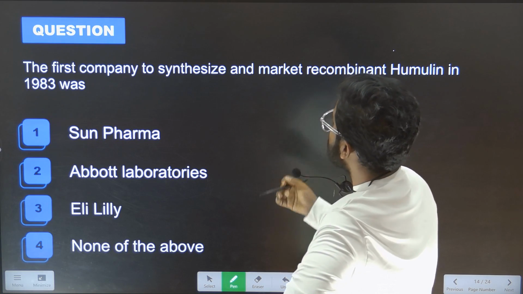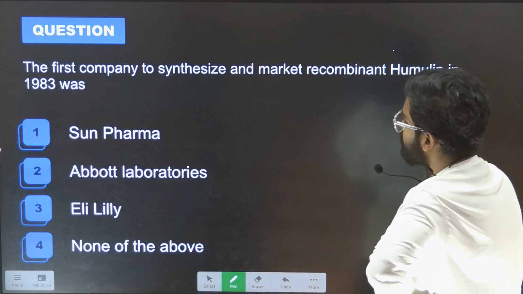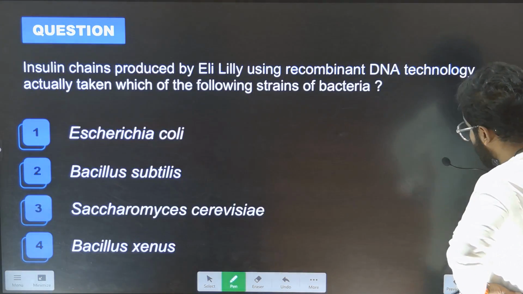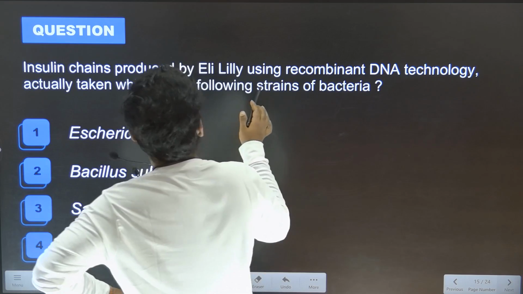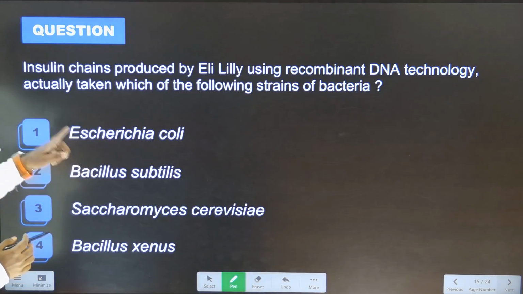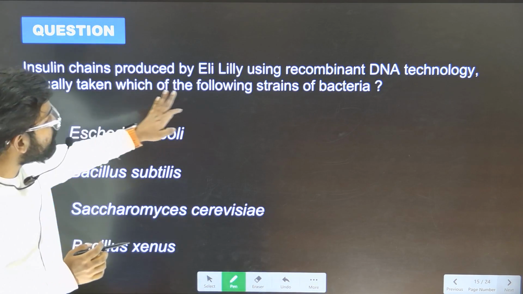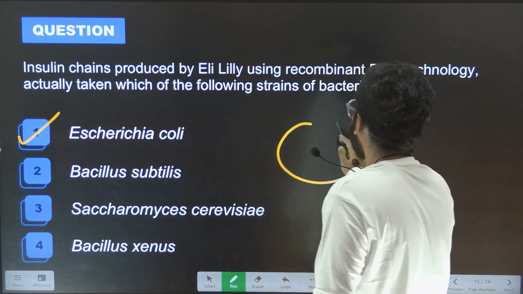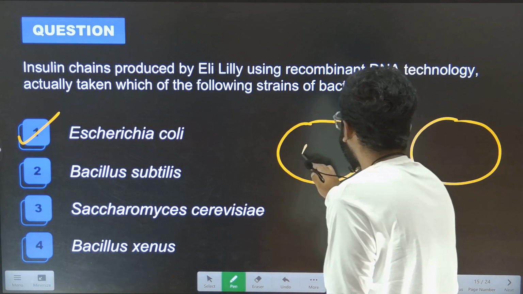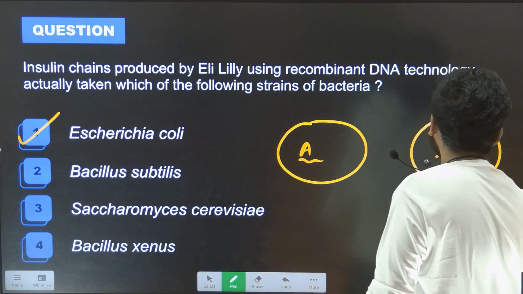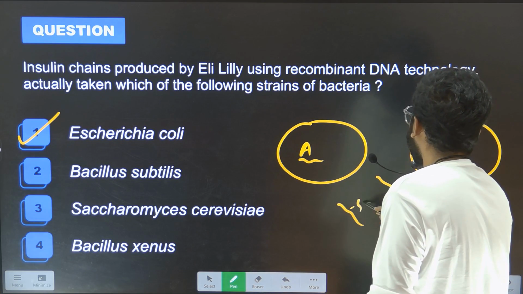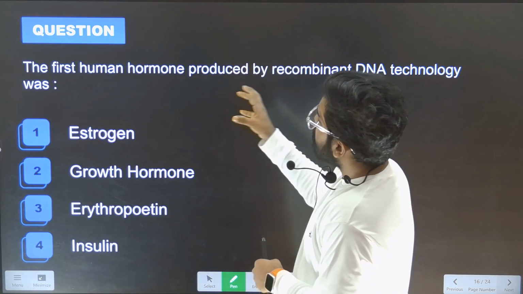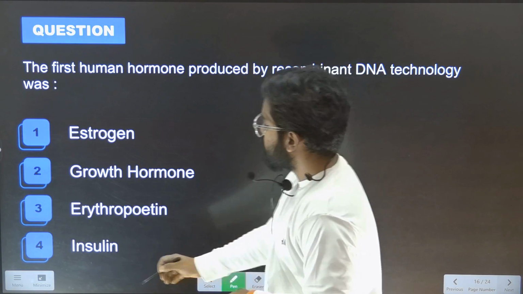The first company to synthesize and market recombinant humulin in 1983 was, we already know, Eli Lilly. Clear? Next, insulin chains produced by Eli Lilly using recombinant DNA technology were actually taken from which of the following strains of bacteria? E. coli. We have already seen that we took two different E. coli, one harboring the A chain and the other harboring the B chain, and then this A and B are joined by disulfide bridge. Next, the first human hormone produced by recombinant DNA technology was insulin.